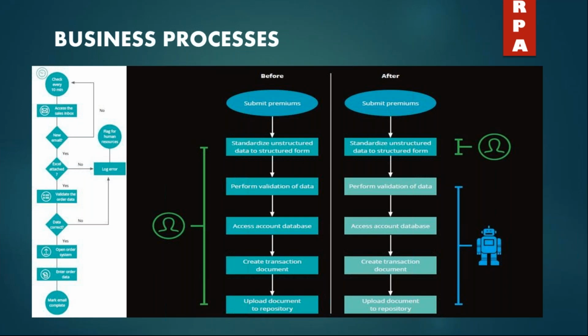Similarly, standardizing unstructured data to structured format also has human decision making steps. For that reason, the second step is also executed manually. The remaining four steps we execute with the help of automation tools, right? So this is what we call partial automation or full automation.